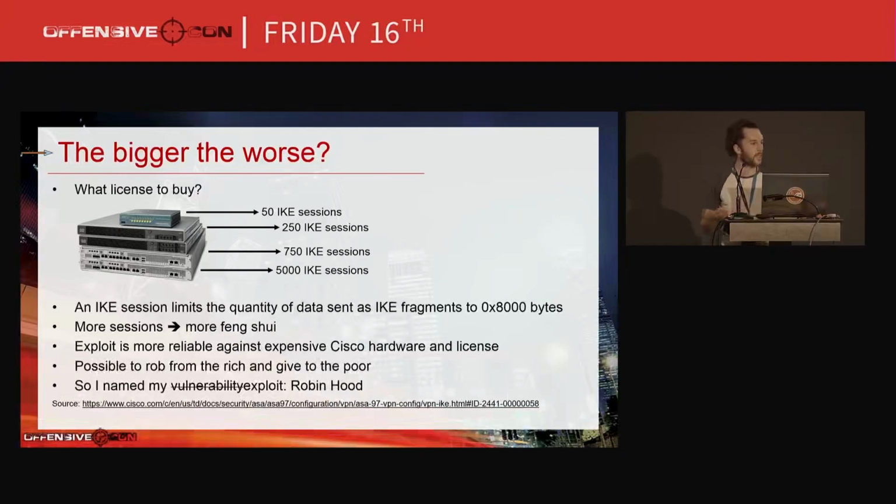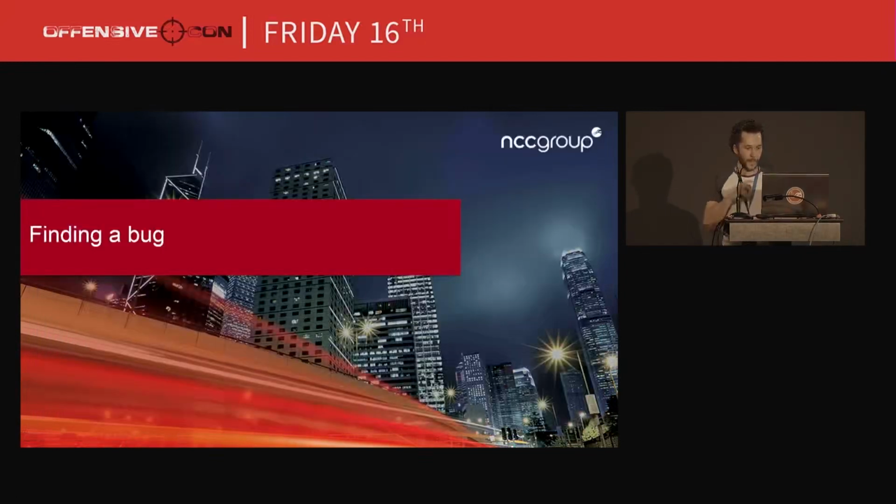And so the more sessions you have, the more heap feng shui, the more reliable the exploit is going to be on these more expensive devices. And I found it cool, like, oh, it's actually possible to exploit the big giants with really expensive devices that have lots of sessions because it's going to be more reliable. Basically, with my exploit, I'm going to be able to rob from the rich and give to the poor. So I'm like, okay, let's call it Robin Hood. So anyway, I haven't talked about the exploit yet.